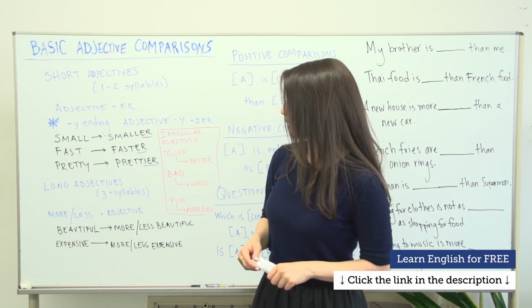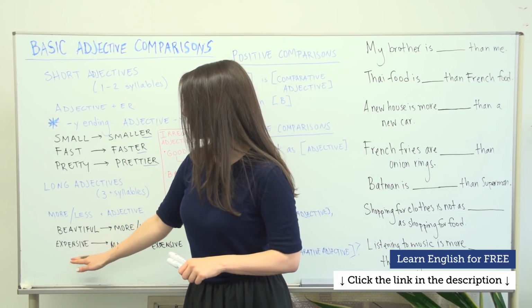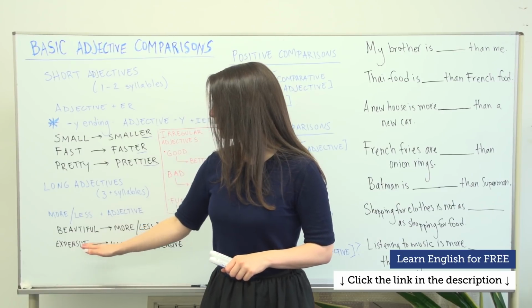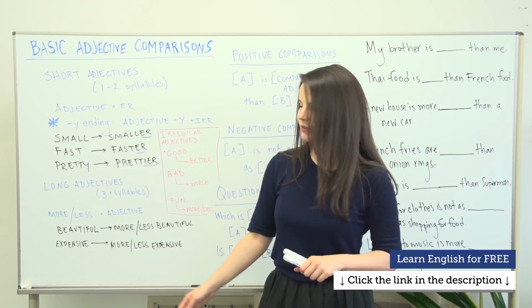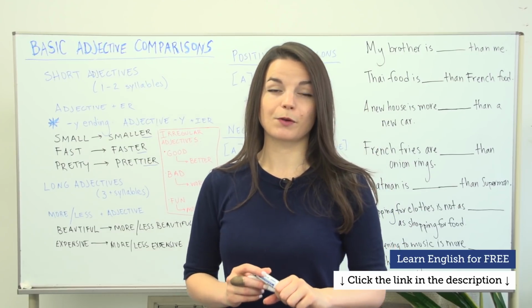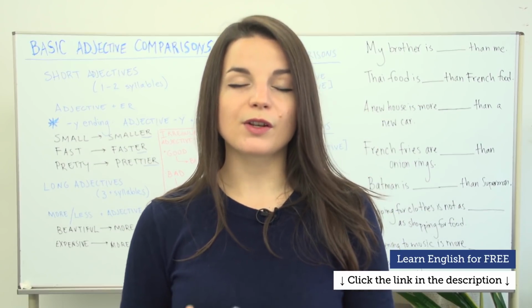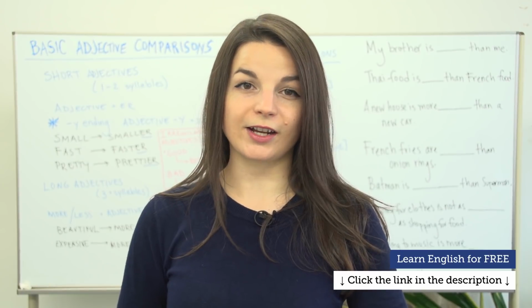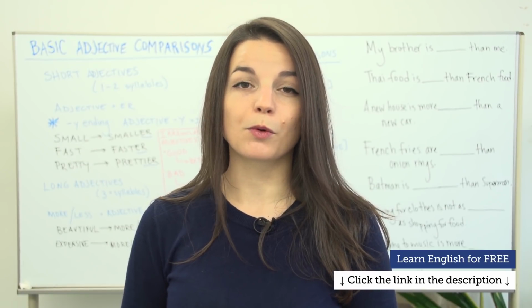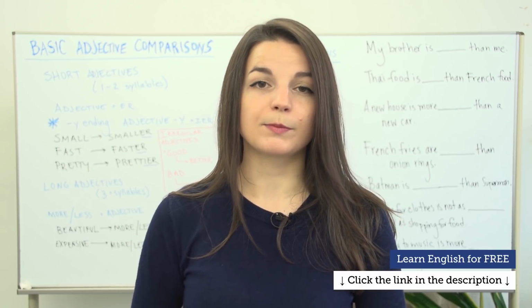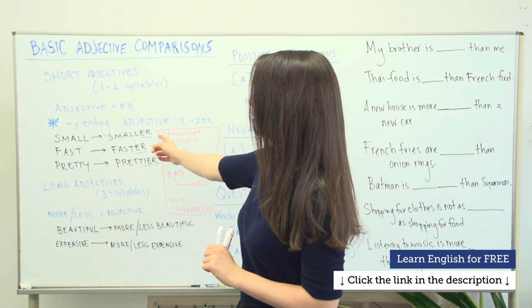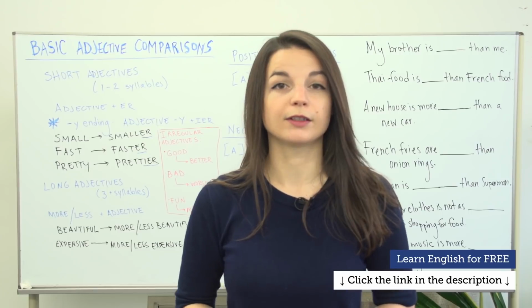The same thing applies to the adjective expensive. So expensive also gets more or less before the adjective, and this makes the comparative form. So please remember there is no need to change the adjective if the adjective is more than 3 syllables. If it's fewer than 3 syllables, please make sure to use this pattern, the short adjective pattern.